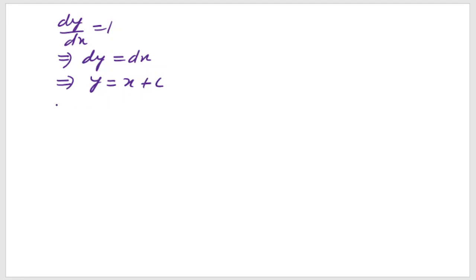Moving to the next page, I can write dy by dx is equal to 1, and you know how to solve this differential equation. So this is dy is equal to dx, and when you integrate it you get y is equal to x plus c, which you can also write as x minus y plus c is equal to 0. So this is your first solution. How do you get the second solution?